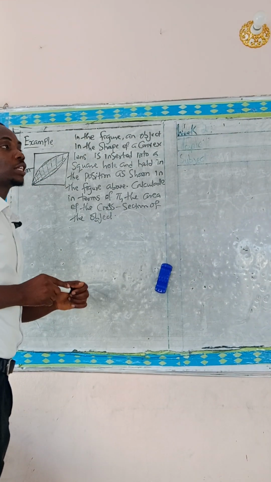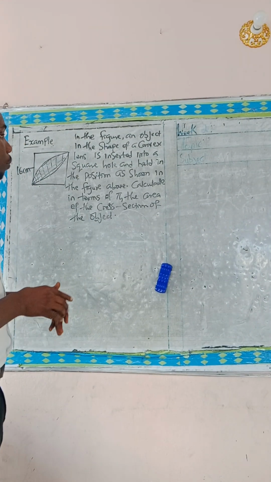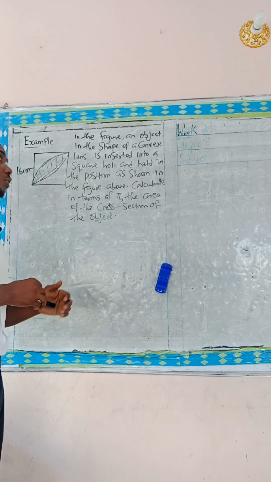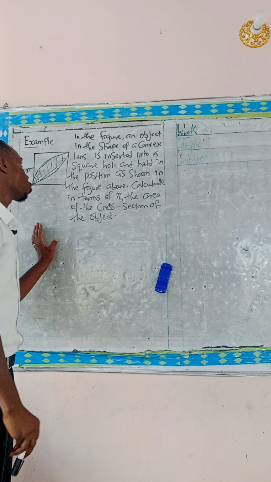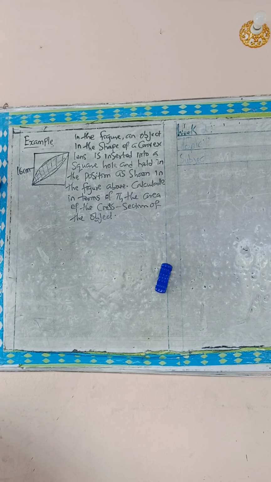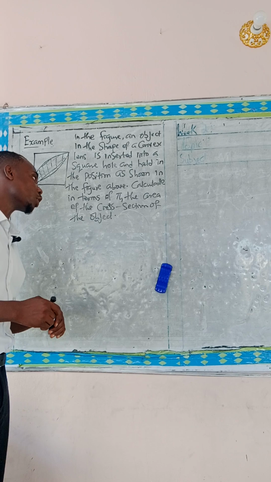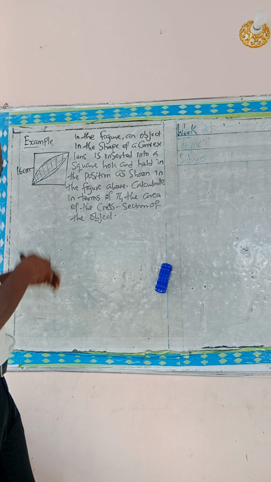So far, we've looked at a lot of problems as it concerns the length of arcs, chord, area of sector, segment. So let's look at this problem. They said in the figure, an object in the shape of a convex lens is inserted into a square hole and held in the position as shown in the figure above. Calculate in terms of pi the area of the cross section of the object.